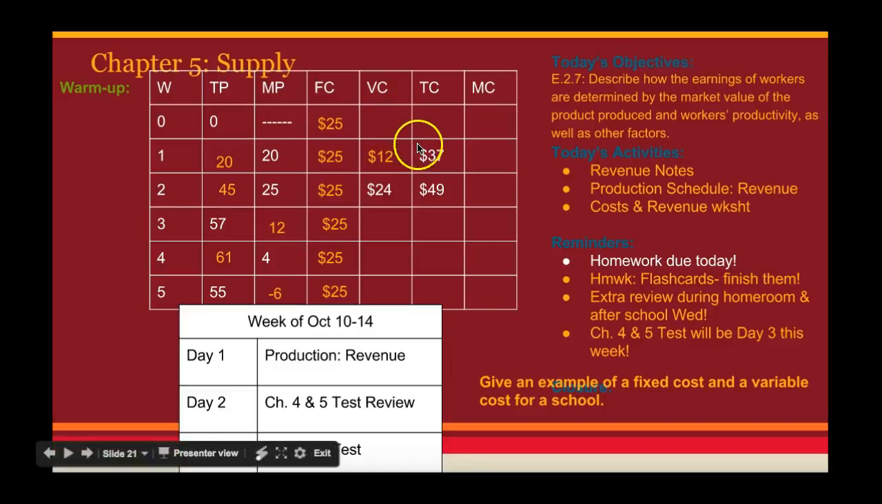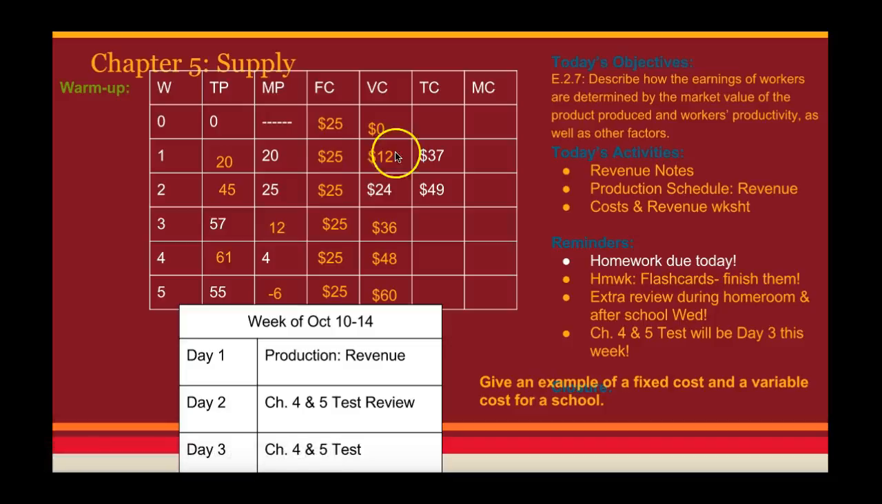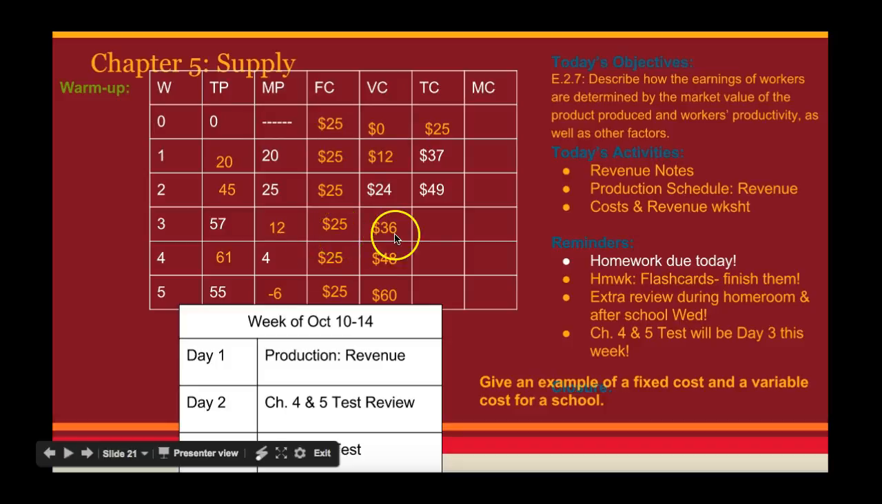So 12 times 0 is 0. 12 times 3 is 36. 12 times 4 is 48. 12 times 5 is 60. There you go. Now to figure out our total cost, all we're going to do is add across. So at 0 workers, our total cost is 25 plus 0 to get 25. At 3 workers, our total cost is 25 plus 36 to get 61. At 4 workers, our total cost is 25 plus 48 to get 73. And at 5 workers, our total cost is 25 plus 60 to get 85.